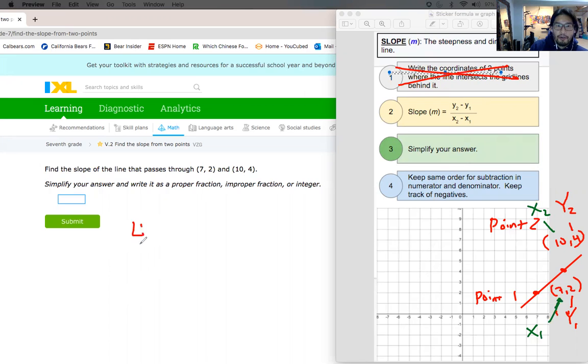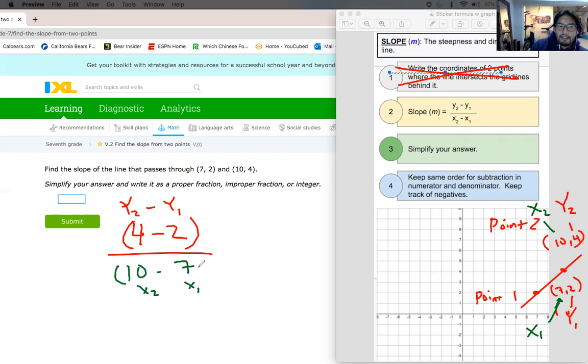So 4 minus 2, that is y2 minus y1. And then on the bottom in my denominator, I'm going to take the x coordinate of point 2, which is 10, minus the x coordinate of point 1, which is 7. And there you go. 4 minus 2 is 2. 10 minus 7 is 3.